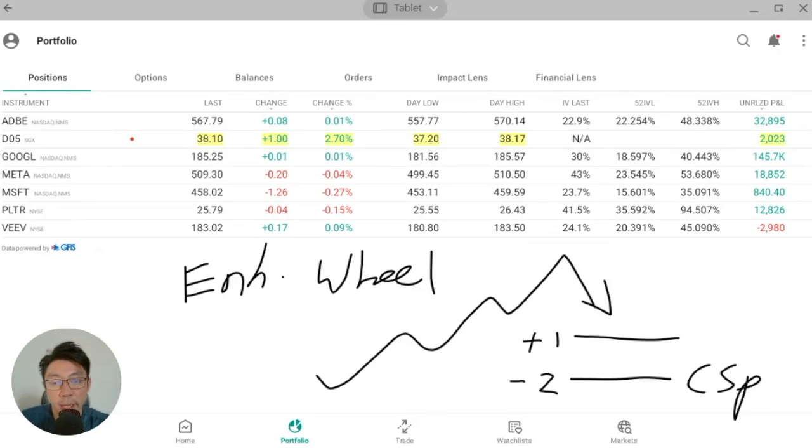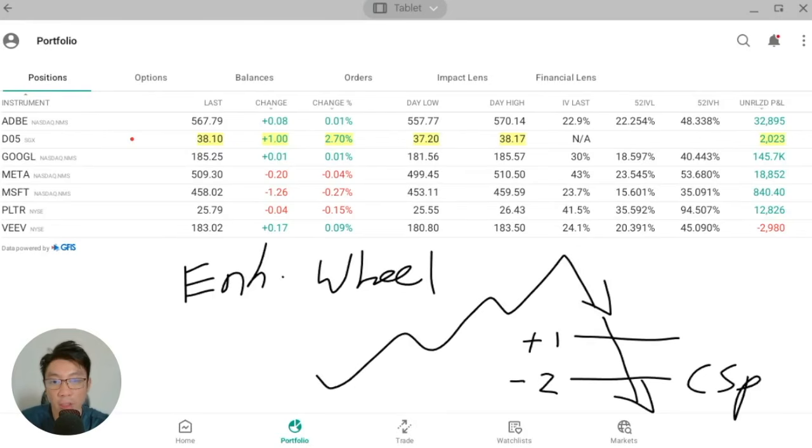The put ratio spread in this case basically uses the premium you receive from the cash secured put to finance the purchase of a put debit spread. When you have the put debit spread, if the market comes down, you sell off the put debit spread for a profit, then you're left with the cash secured put.